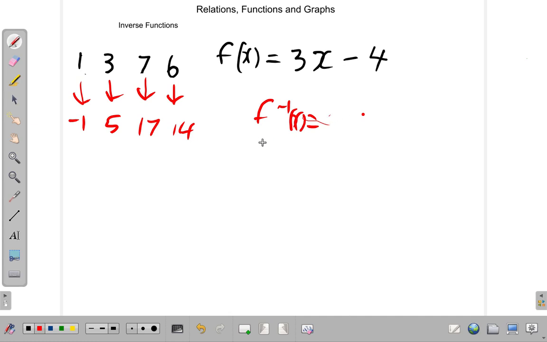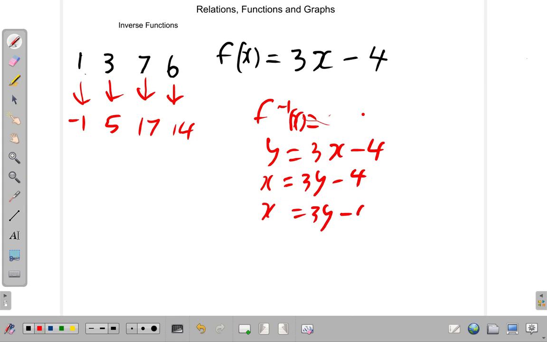Now, remember what you do is change f of x to y. y is equal to 3x minus 4. What's the next step? Remember it? You interchange x and y. So you have x is equal to 3y minus 4. Then the next step, you transpose the formula to make y the subject. So your transposition skills will be needed at this point. You have x equals 3y minus 4.